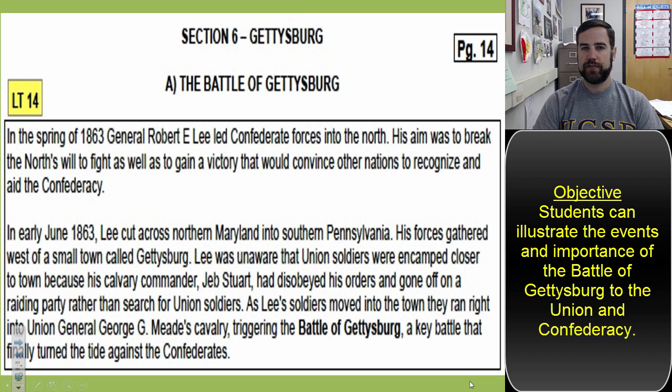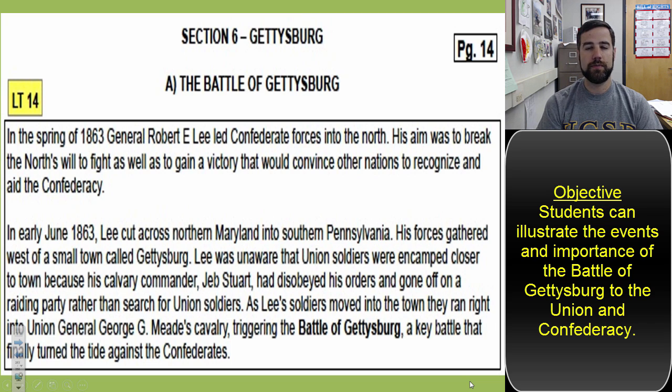Here is some information about the Battle of Gettysburg. In the spring of 1863, the leader of the Confederate Army, General Robert E. Lee, is going to lead his forces into the Union, into the northern states. His aim was to break the North's will to fight, as well as to gain a victory that would convince other nations to recognize and aid the Confederacy.